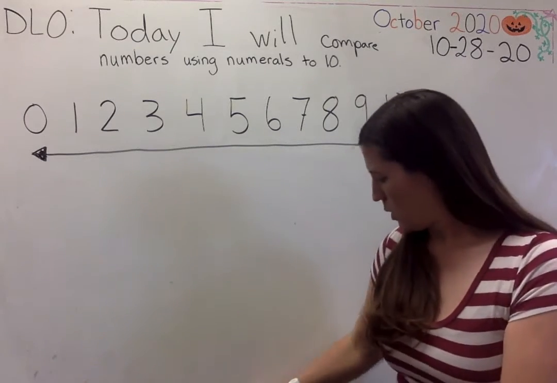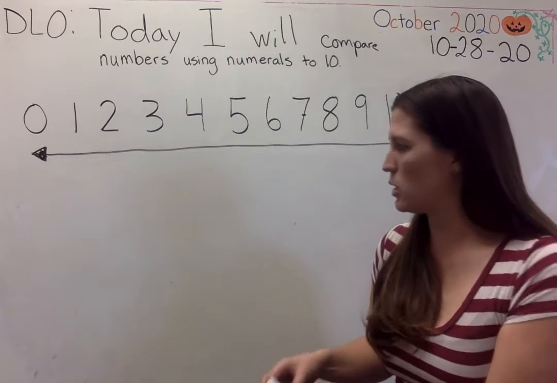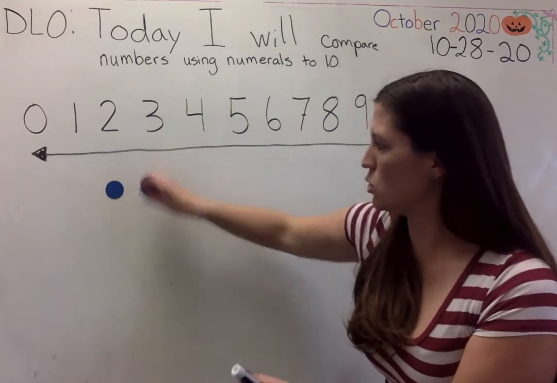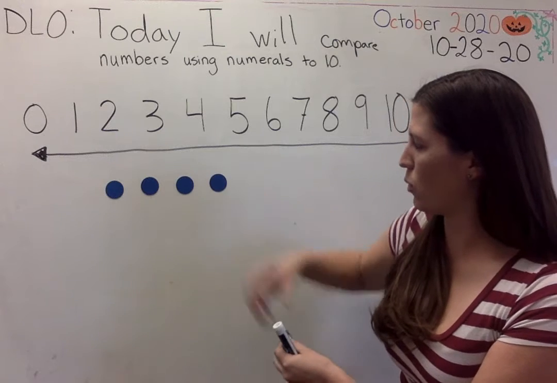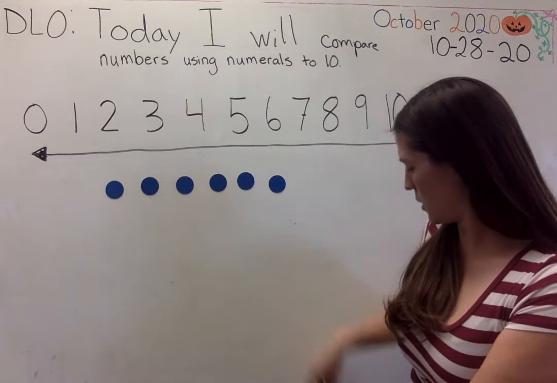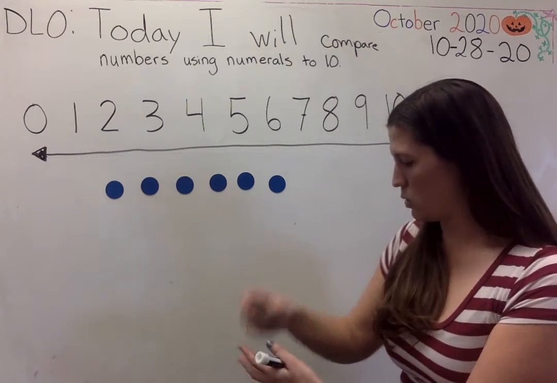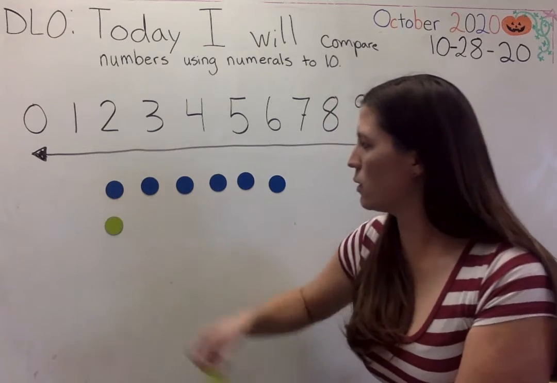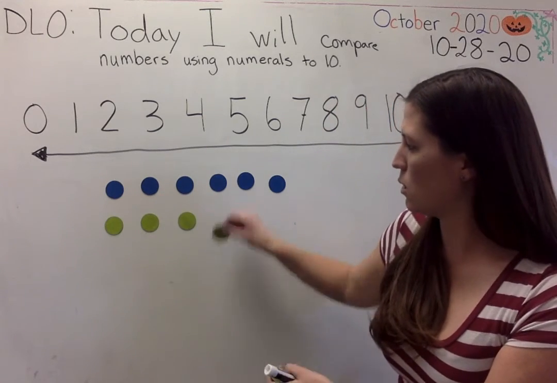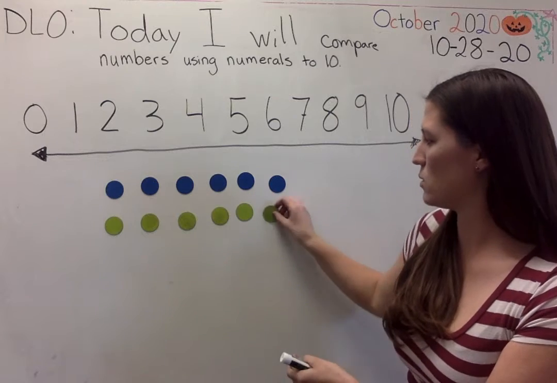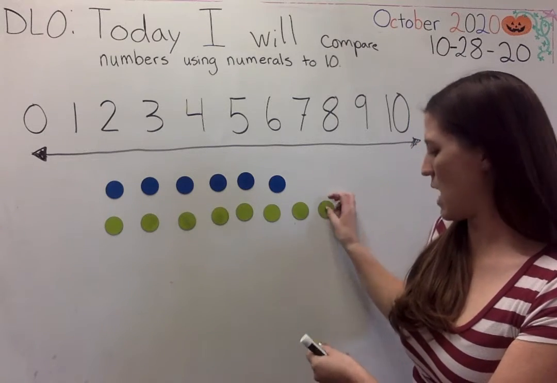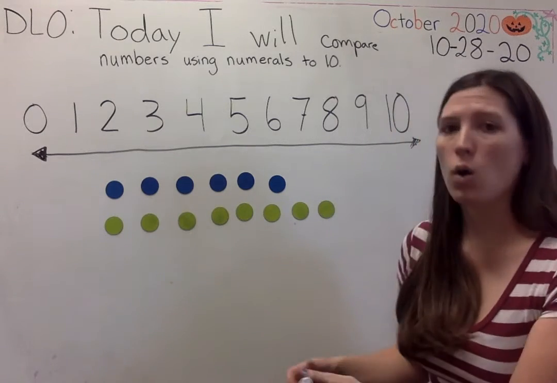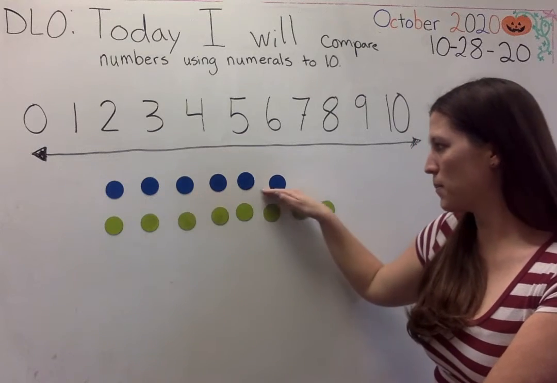So when we say equals, this is the total, and it's the same on both sides. Okay, let's use my little magnets here. We've got 1, 2, 3, 4, 5, 6. Now let's use these green ones. 1, 2, 3, 4, 5, 6, 7, 8. We're going to count them.